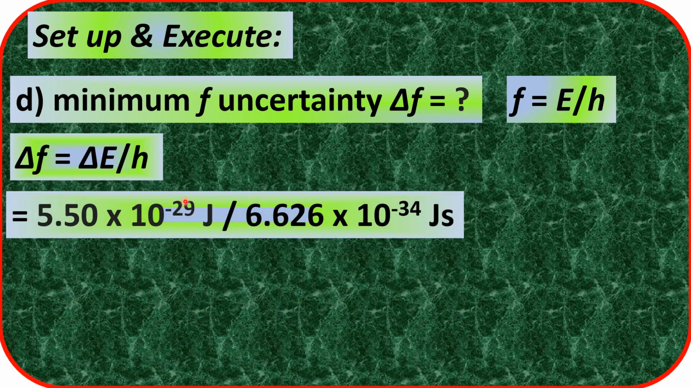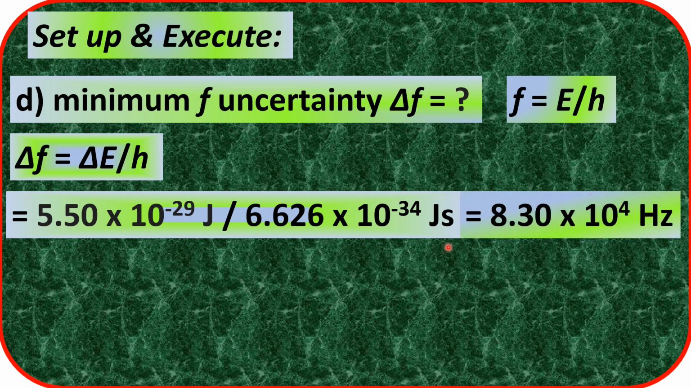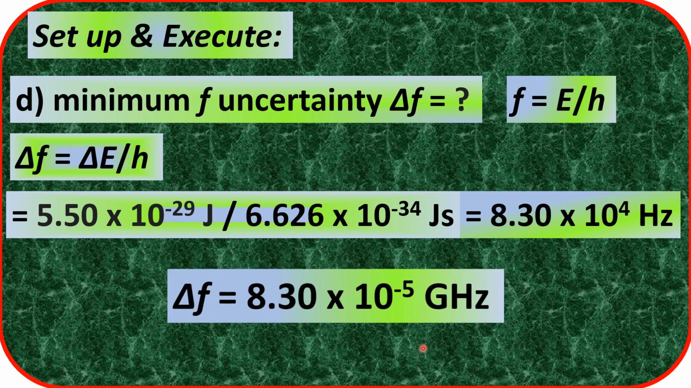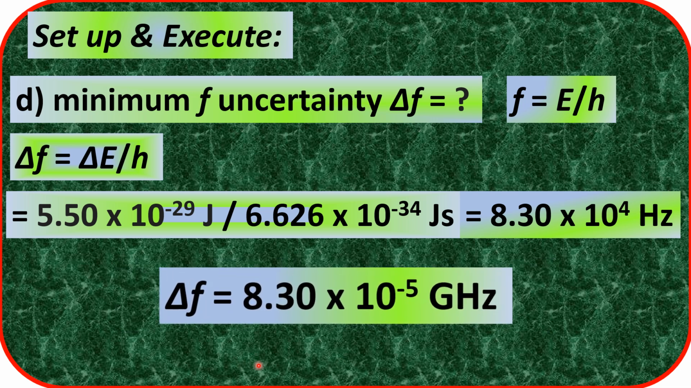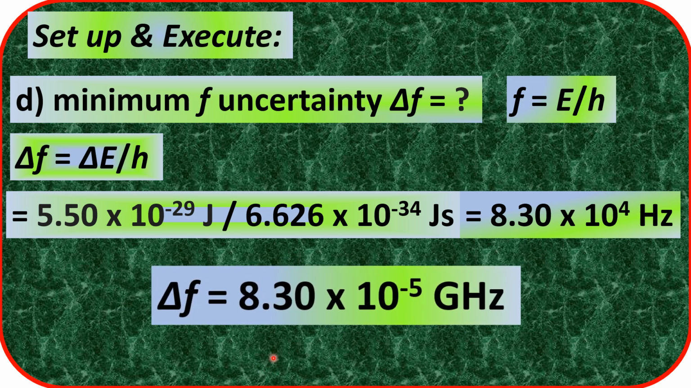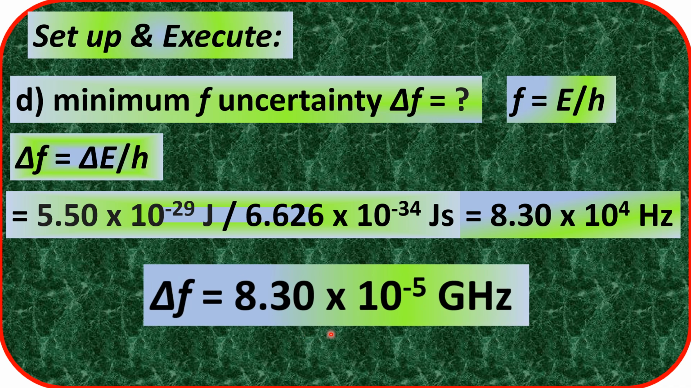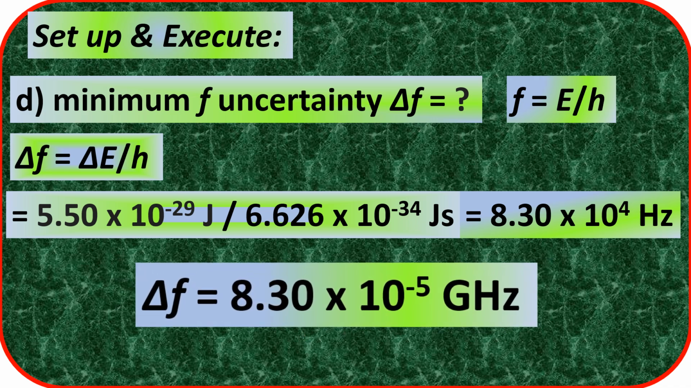Substituting, we get 5.50 times 10 to the negative 29 joules, that's delta E, divided by Planck's constant, 6.626 times 10 to the negative 34 joules second, and that gives us delta F equal to 8.30 times 10 to the fourth power hertz, which when converted to gigahertz, all right, the minimum uncertainty frequency, or delta F, is equal to 8.30 raised to the negative 5 gigahertz.